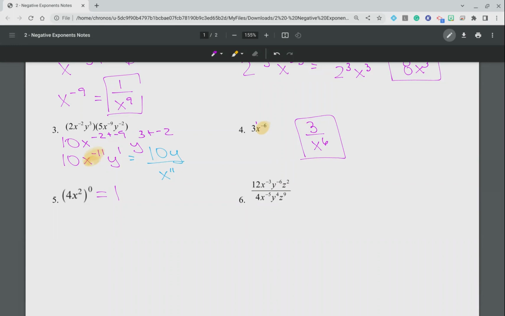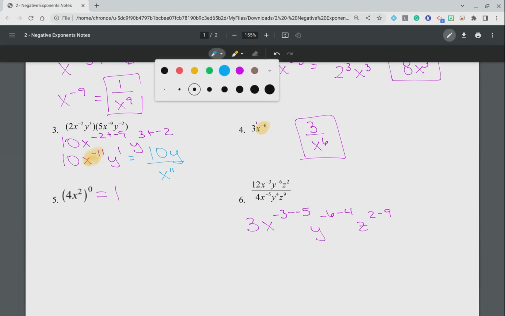First thing, we have the coefficient. 12 divided by 4 is 3. Then I'm taking x to the negative third, and I am subtracting negative 5. I'm taking y to the negative 6, and I am subtracting 4. And then finally, I am taking z to the second and subtracting 9.